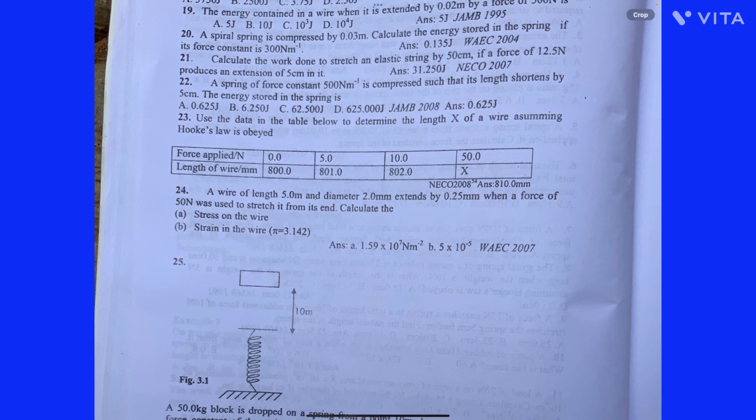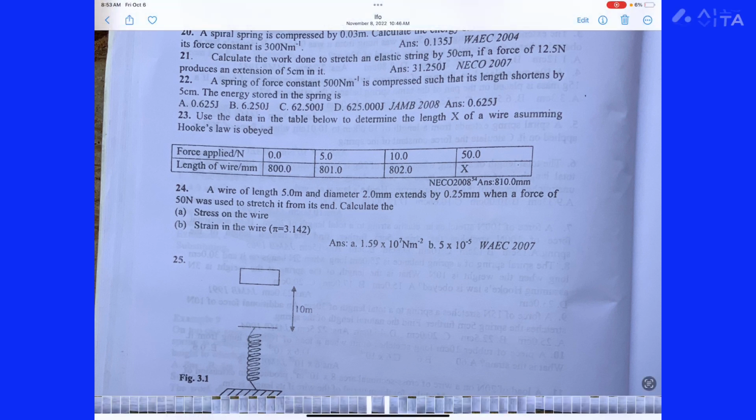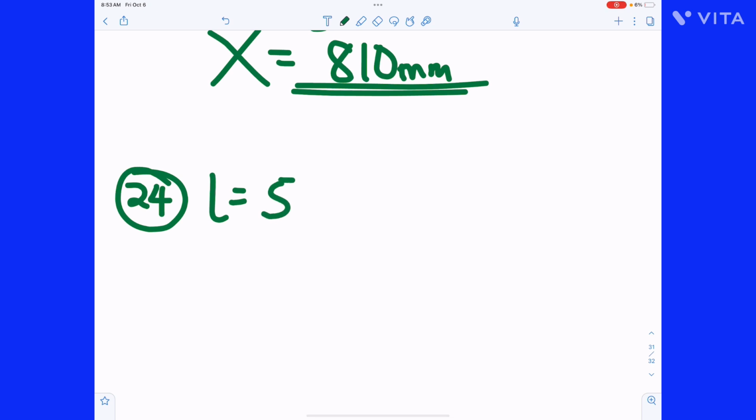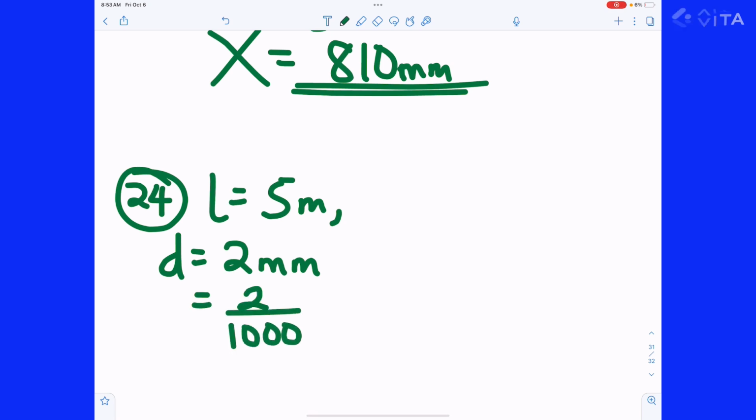Number 24 says a wire of length 5 meters and diameter 2 millimeters. Okay, a wire of length what? 5 meters and diameter 2 millimeters. Let's change diameter to meters by dividing it by 1000. That means diameter is 0.002 meters.